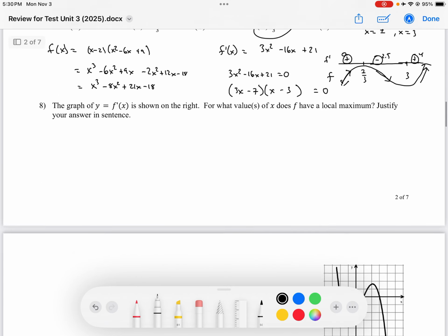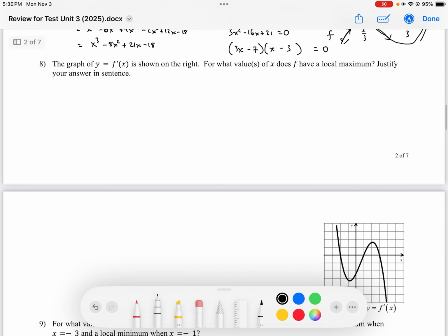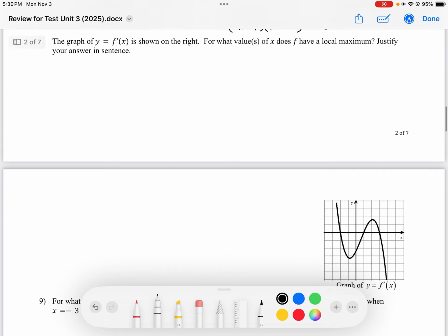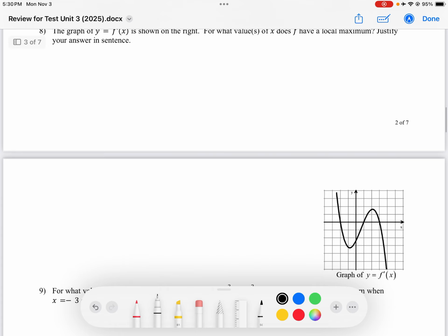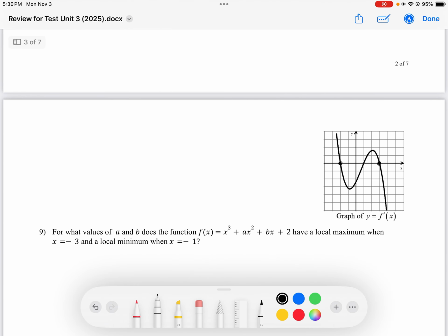All right. Whoopsies, this got pushed to the next page. The graph of y equals f prime is shown on the right. For what values of x does f have a local maximum? Justify your answer in a sentence. A local max is where the derivative changes from positive to negative. Since this is f prime, there are two places where the derivative changes from positive to negative.